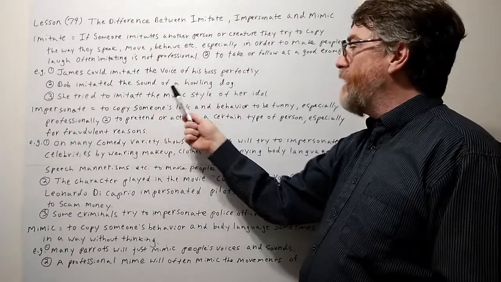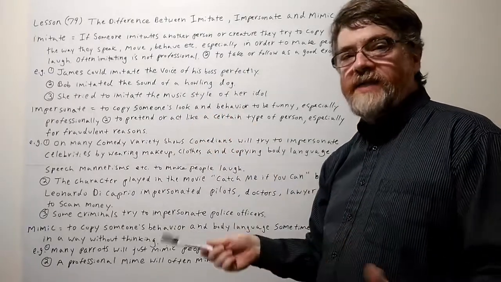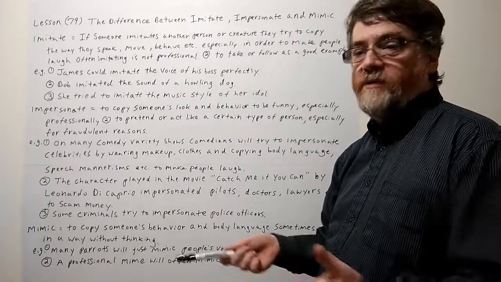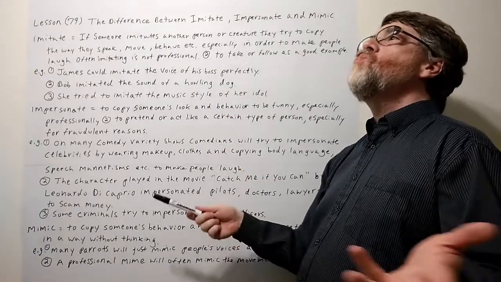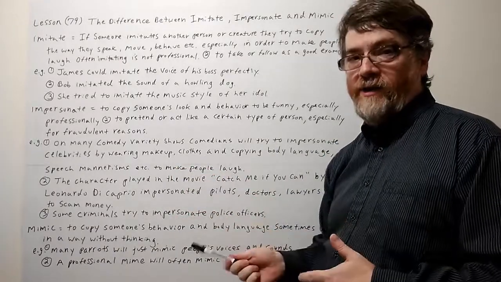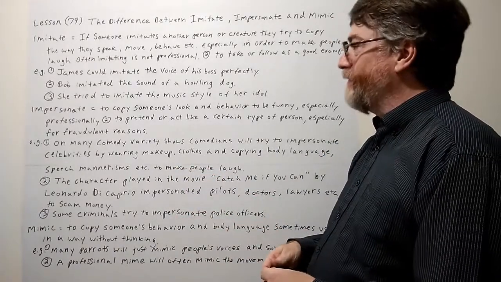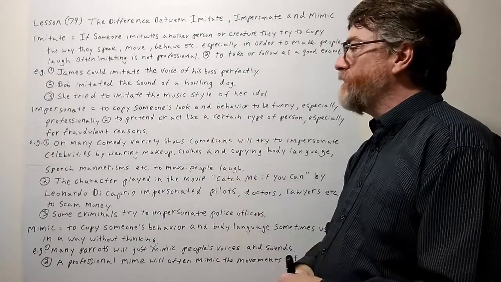Bob imitated the sound of a howling dog. So imitate does not have to be used with a person. It could be used with an animal or a thing. So, like, oh, he imitated a dog. We wouldn't say he impersonated a dog. So definitely we would probably use imitate in this sort of sense.